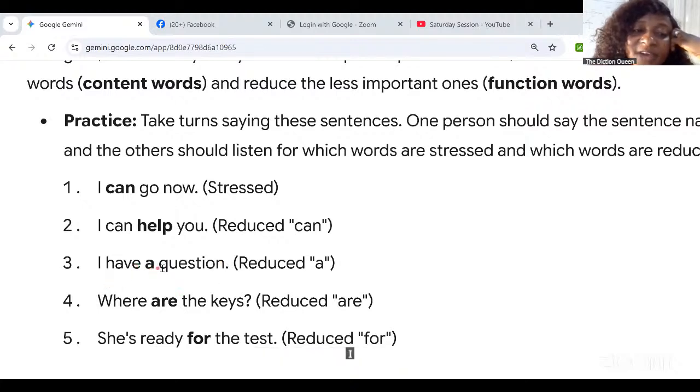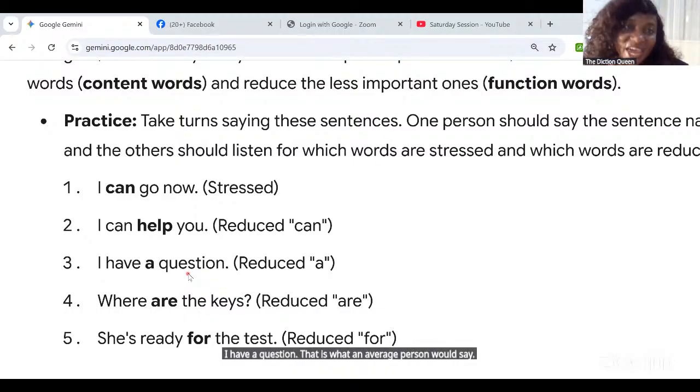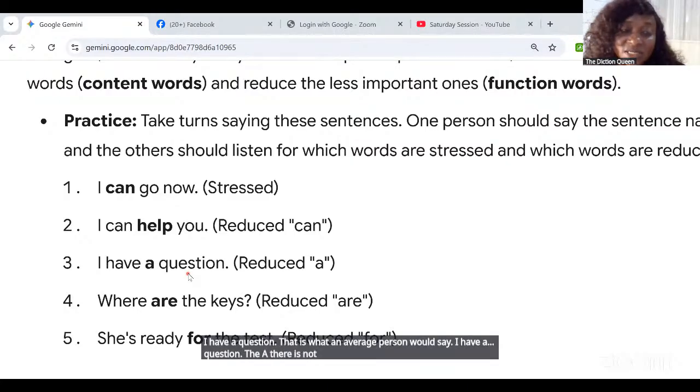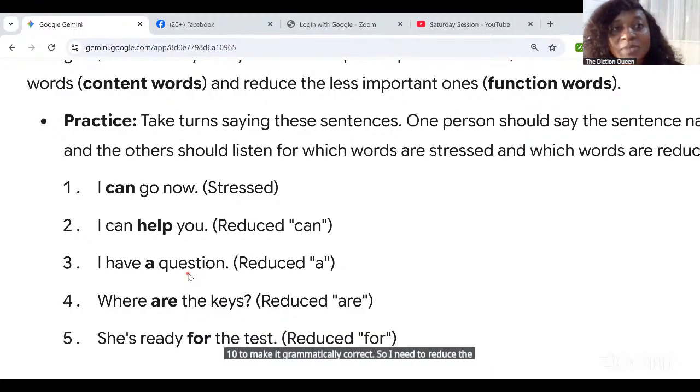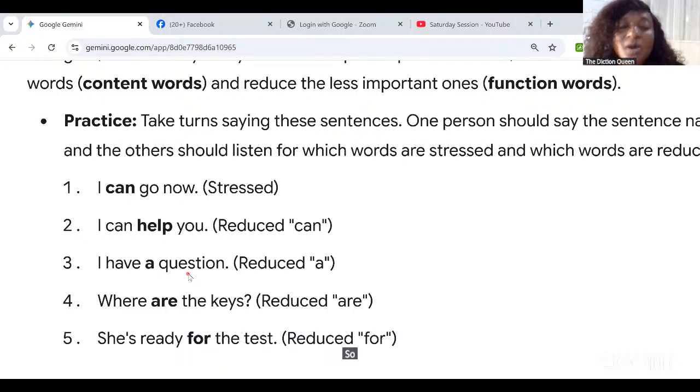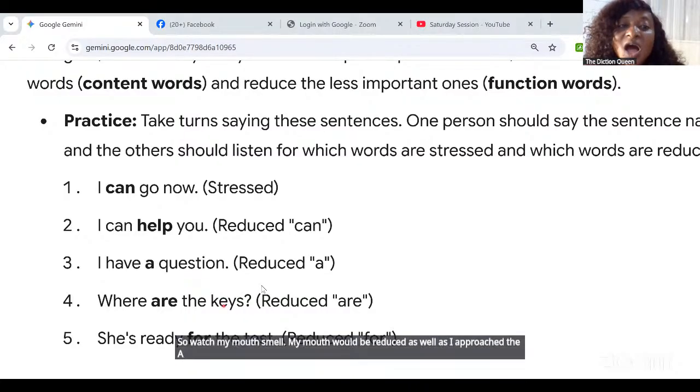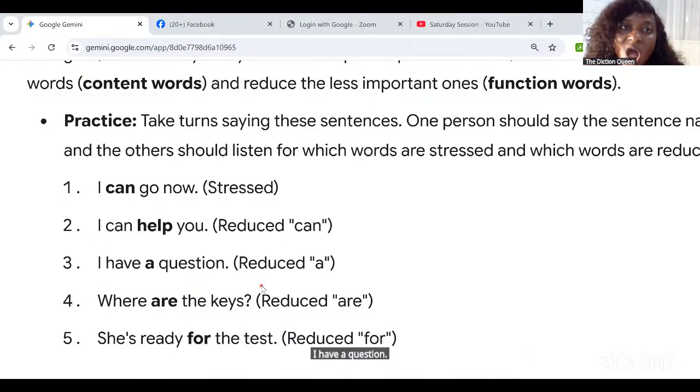The next one, I have a question. That is what an average person would say. The A there is not adding any meaning to that sentence to make it grammatically correct, so I need to reduce the A because I'm not emphasizing. Watch my mouth now. My mouth would be reduced as well as I approach the A. So it becomes, I have a question, instead of I have a question.